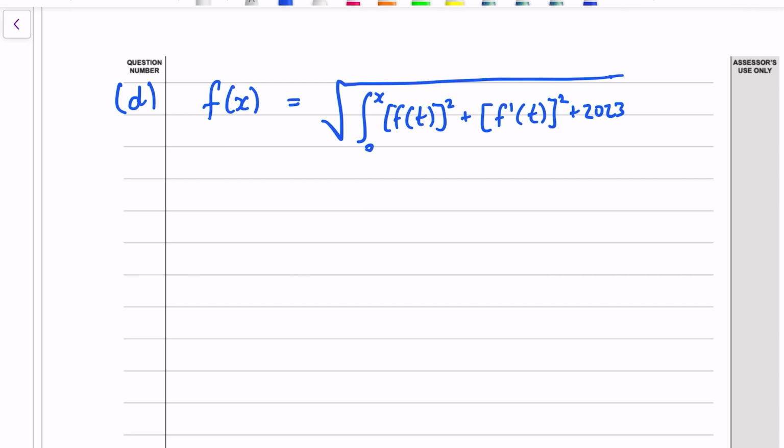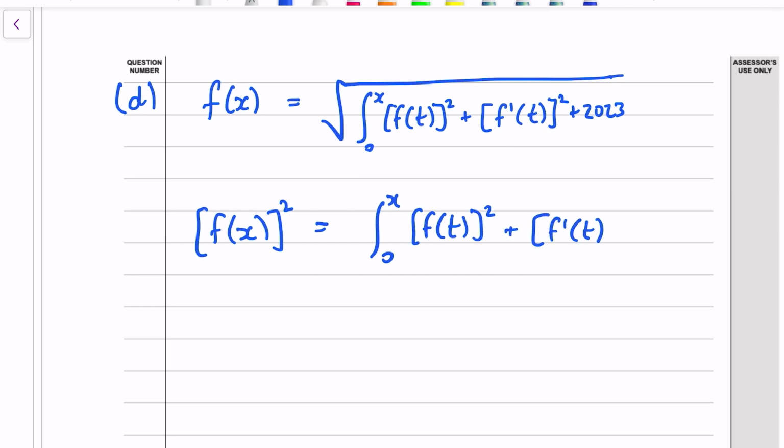Now, squaring both sides first. So we've got f of x all squared. We lose the square root on the right hand side. And technically we are, oopsies, we're integrating with respect to x. We're integrating the whole thing here. Okay, now how do we differentiate this?